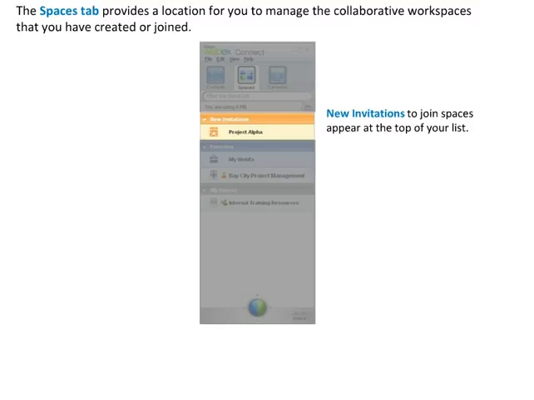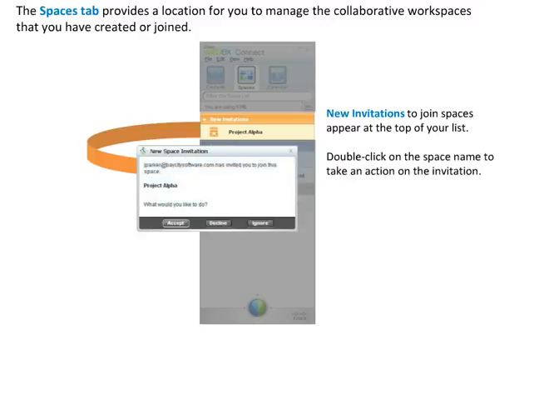New invitations to join spaces appear at the top of your list. Spaces are private, and you must receive and accept an invitation in order to access the space's files, discussions, and other collaborative tools. You may receive space invitations in emails, instant messages, or desktop notifications. However, until you take action on the invitation by accepting or declining it, it will appear in your Spaces list under the New Invitations heading.